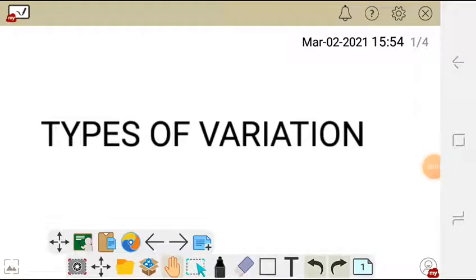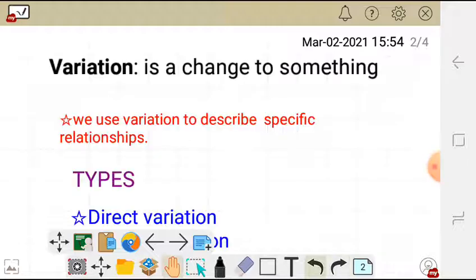In this video, I'm going to show you how to calculate problems using variation and the types of variation there are. Variation is a change to something. A change to something or anything is what we call variation. We can use variation to describe specific relationships, like when one object changes, the related object changes too.